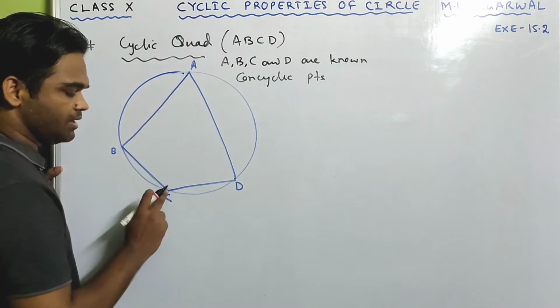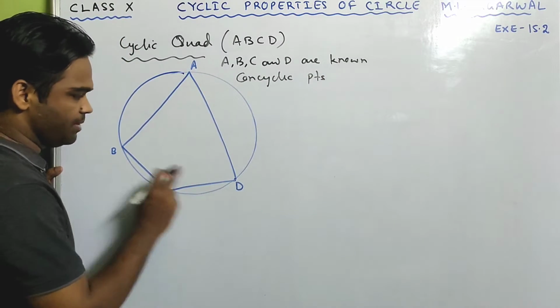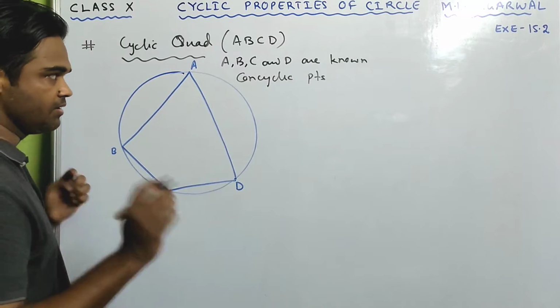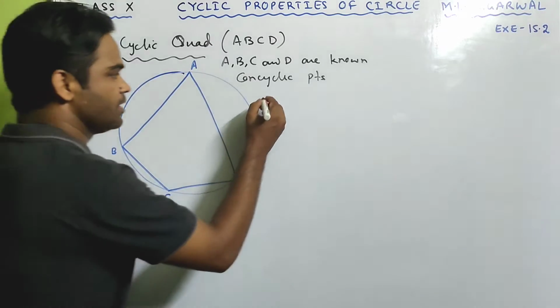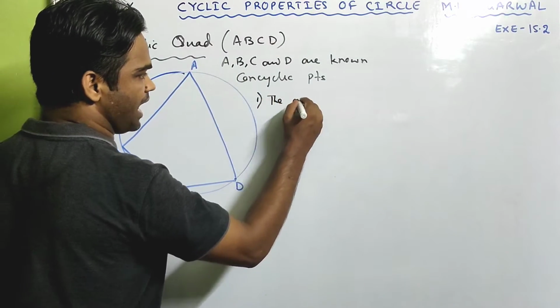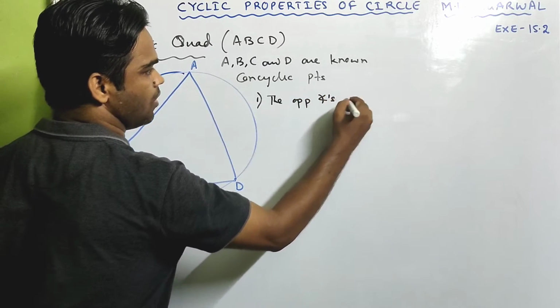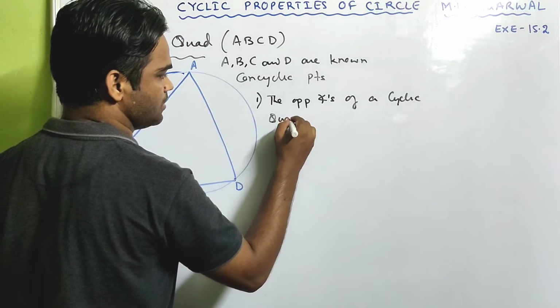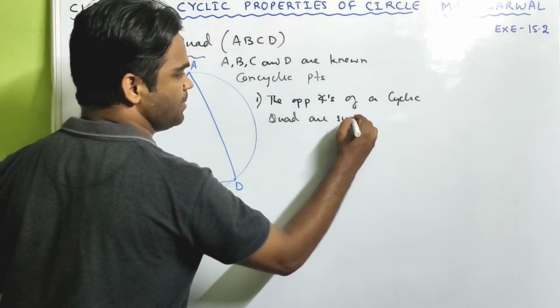Now angle A and angle C are opposite to each other. Angle B and angle D are opposite angles. Now the first property of a cyclic quadrilateral which we should know is the opposite angles of a cyclic quadrilateral are supplementary.